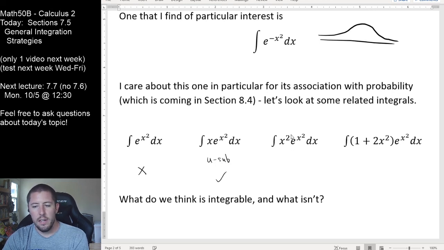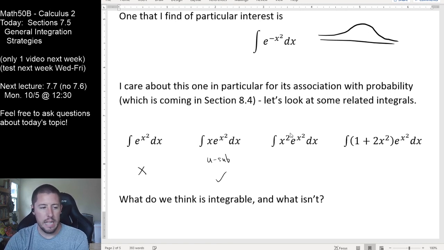This guy right here, it doesn't seem obvious to me what we might be able to do here. In this case, it doesn't feel like the u sub is going to help me, because if I pick u to be x squared, then I've got a u here and I've got a u here. But again, then du is going to be 2x dx. I'd need an additional x component there that I just don't have. And so I'm not sure about u sub.